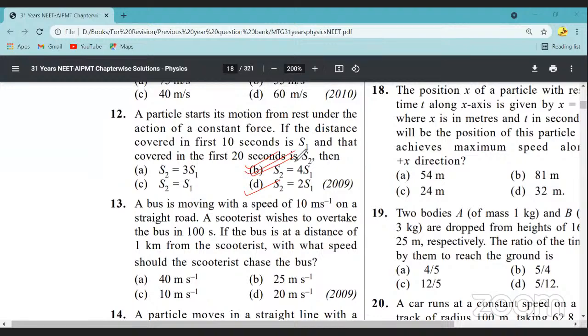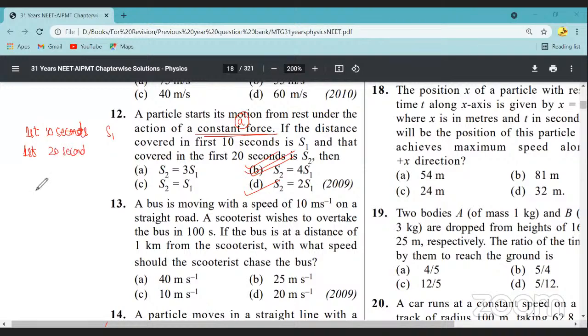Okay, let me solve. A particle starts its motion from rest under the action of a constant force. Constant force means constant acceleration also. It means uniformly accelerated motion. The distance covered in the first 10 seconds is s1 and that covered in the first 20 seconds is s2. Remember Galileo's ratio. How much did it travel in the first 10 seconds? s1. And in the first 20 seconds? s2.